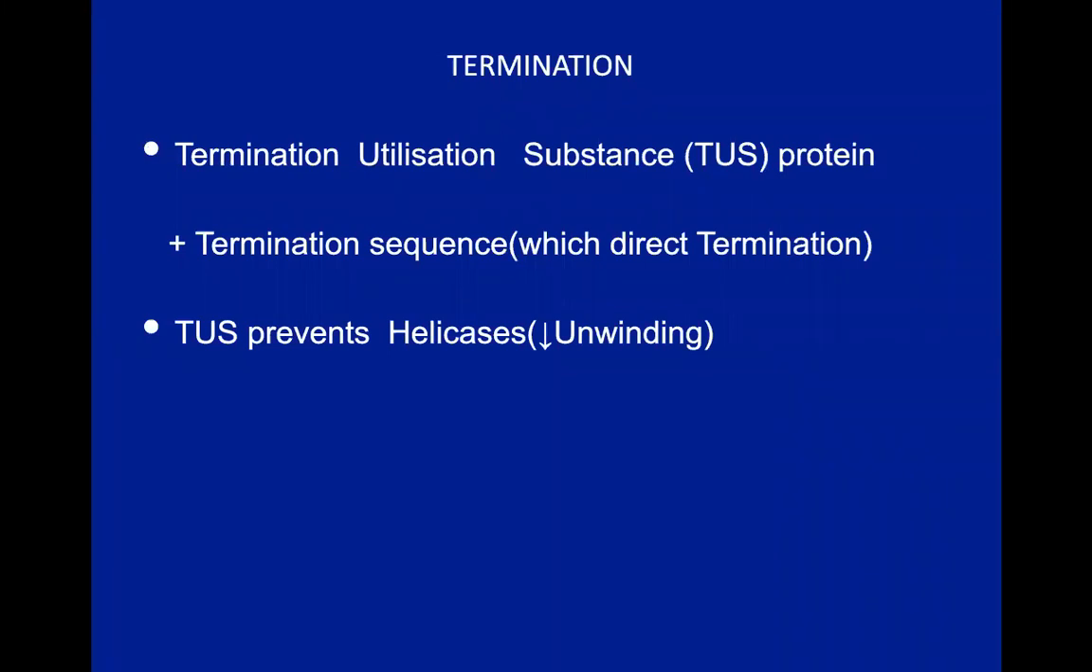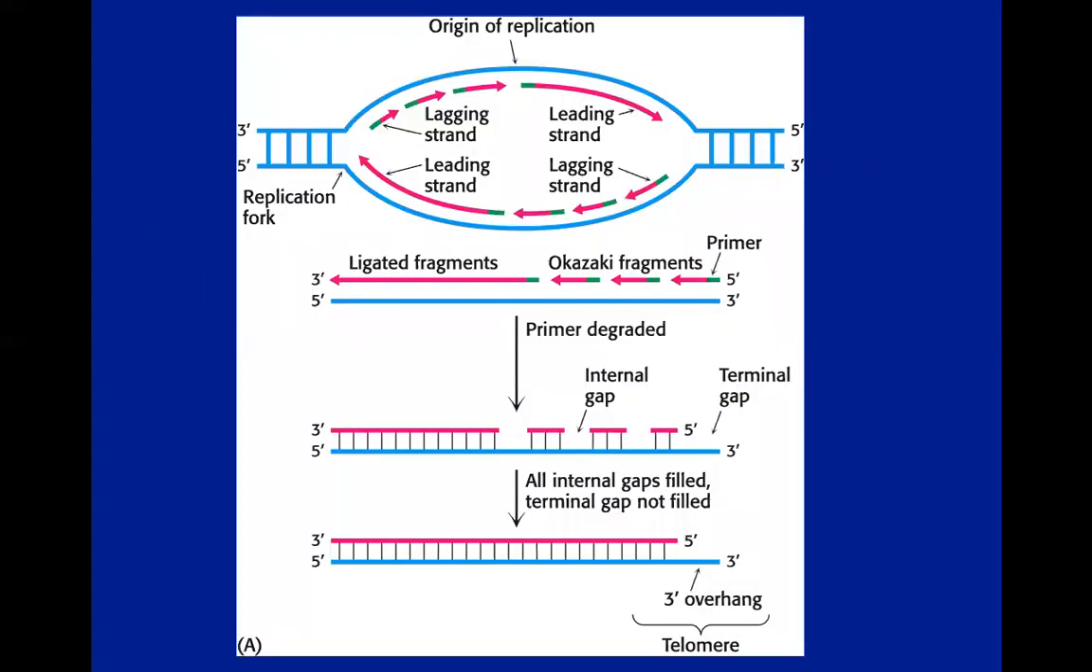So termination, how is this replication terminated? In prokaryotes, it has termination utilization substance protein with termination sequences. They have TER sequences, that is termination sequences, which direct the termination after binding of this termination utilization substance. Because this prevents the helicases from unwinding of the DNA helix.